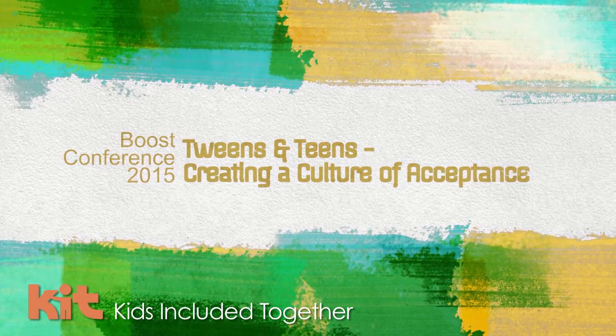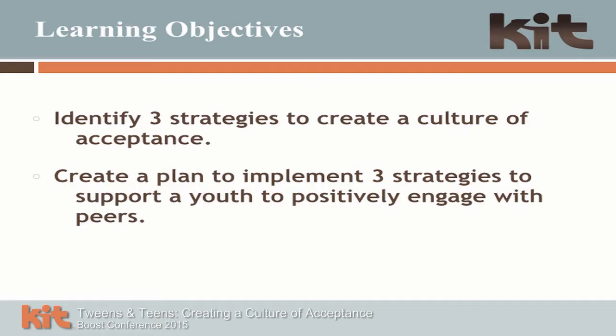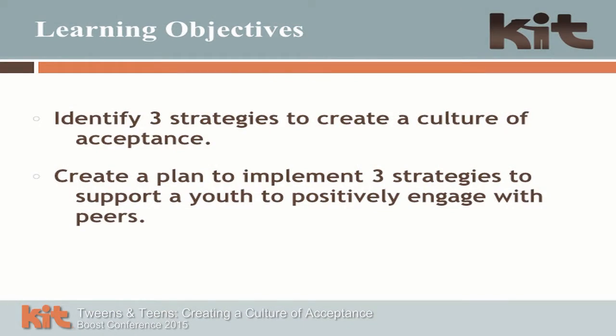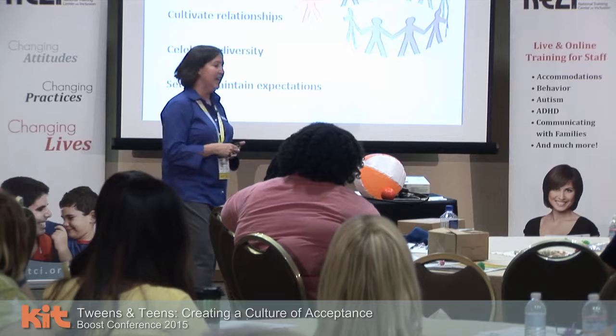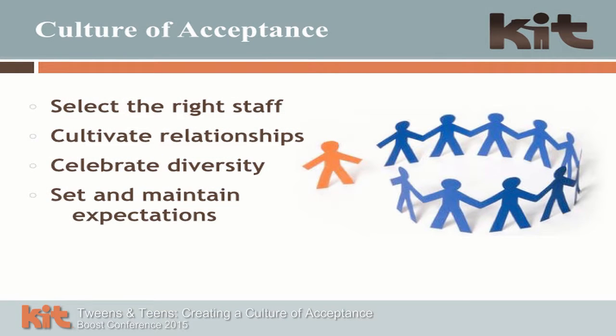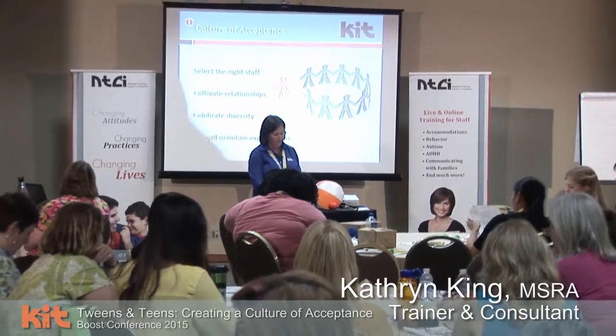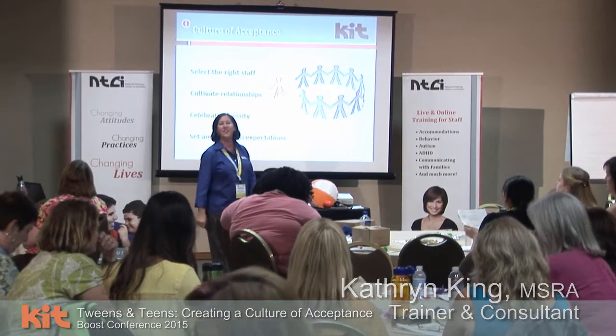So we have 2 learning objectives that we want to do today. The first one is we want you to identify 3 strategies that you can use to create a culture of acceptance in your program. And then the second one is to create a plan to implement 3 strategies to support a youth to positively engage with peers. And so today we're going to talk about creating a culture of acceptance, because that really doesn't just happen. It's something that takes a lot of intentionality. So we're going to focus on these today.